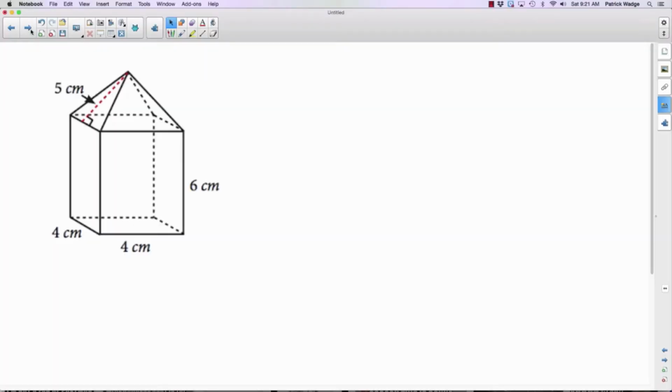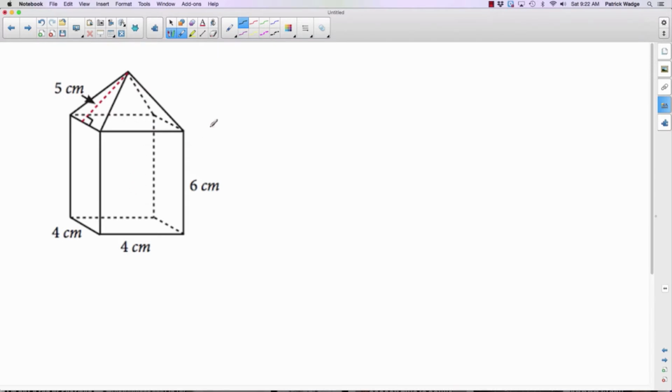Remember, surface area is like if you were to paint the outside of something, how much paint would you need? It's the area of all the outside faces. So we need to get the area of this face, and this face, and the bottom face, and this face. Now you can see we kind of have two shapes in this one. We have a rectangular prism on the bottom and a pyramid on top. So let's think about this.